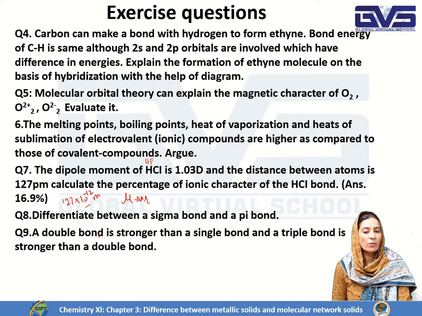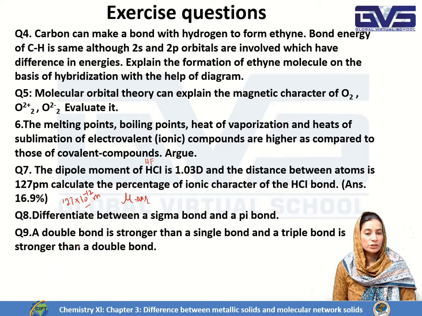Differentiate between a sigma bond and a pi bond. So this is already discussed: features of the sigma bond, features of the pi bond, and also the bond energy. Question 9: a double bond is stronger than a single bond, and a triple bond is stronger than a double bond, because in double and triple bonds pi electrons are involved, in double 2 pi electrons, and in triple 4 pi electrons. So that's why there is more force of attraction and higher bond energy.